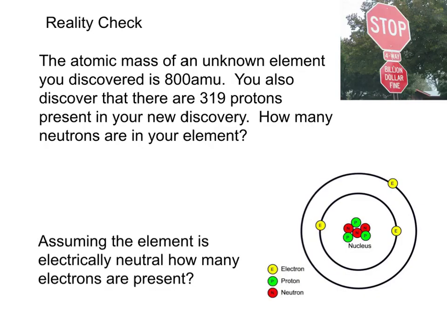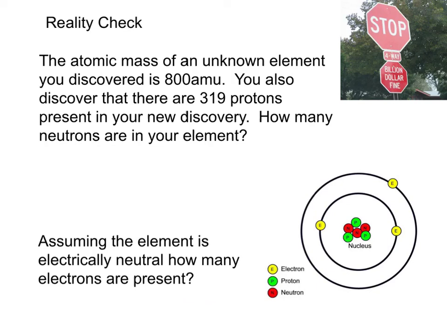This brings us to our second reality check. The atomic mass of an unknown element you discovered is 800 atomic mass units. You also discover that there are 319 protons present in your new discovery. Therefore, how many neutrons must be in your element?